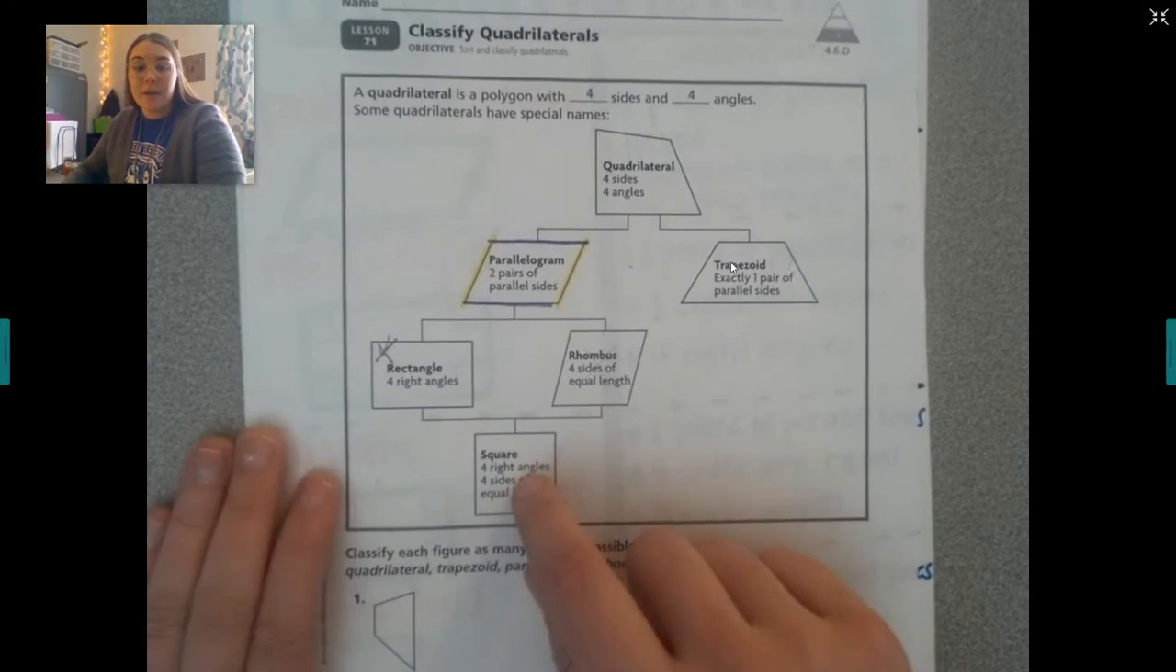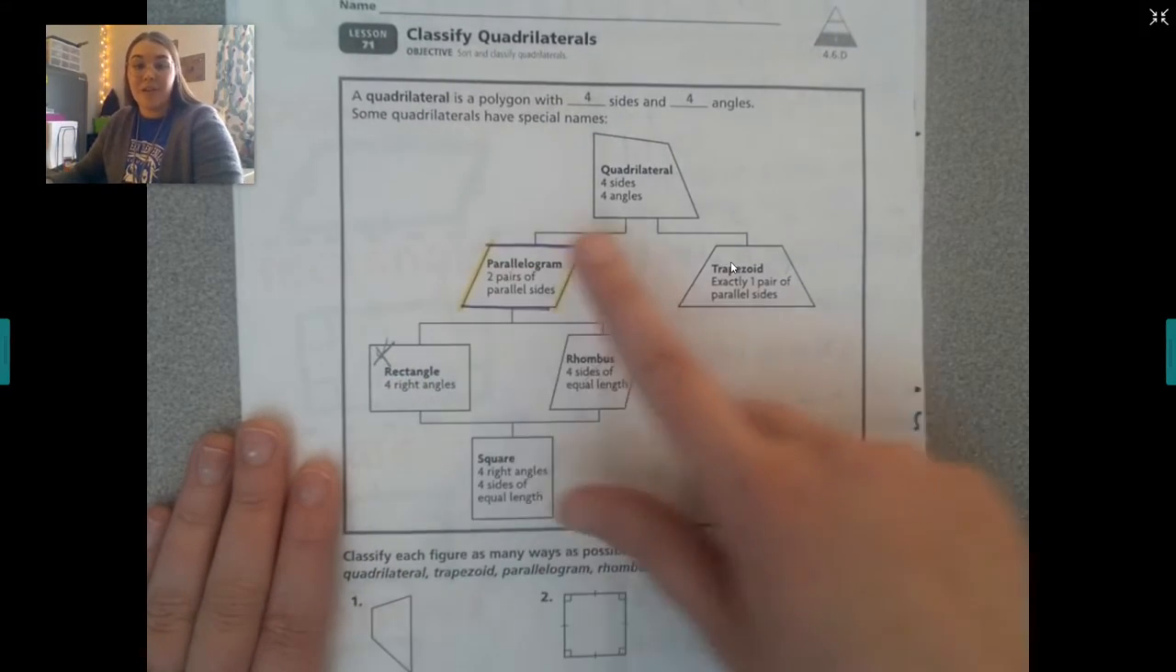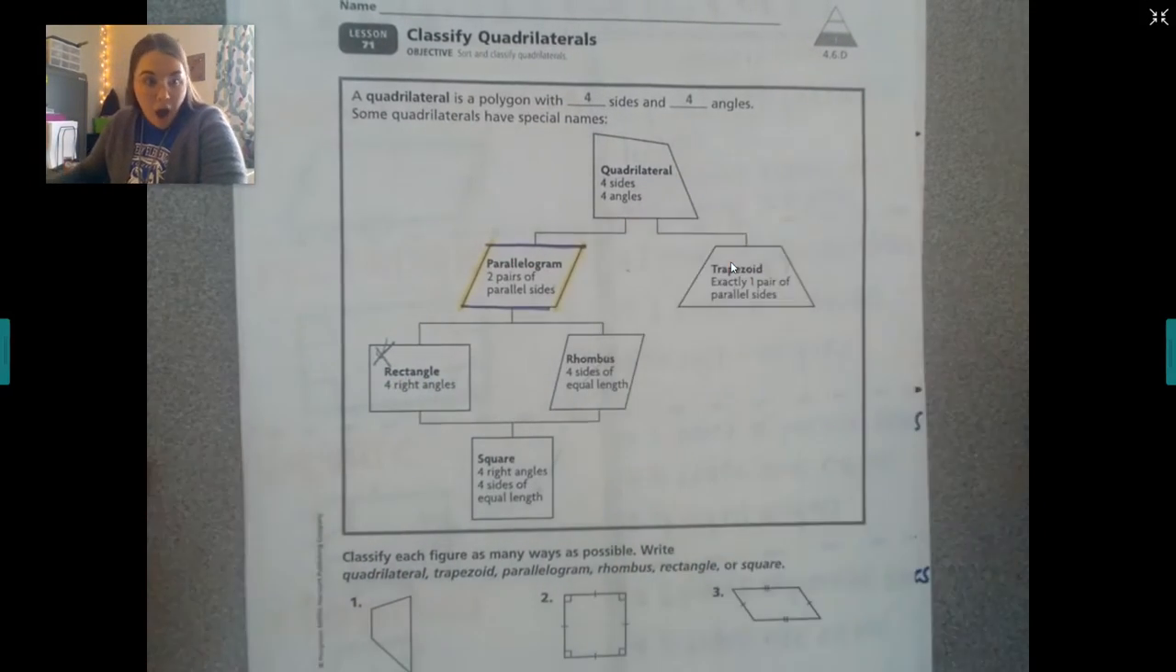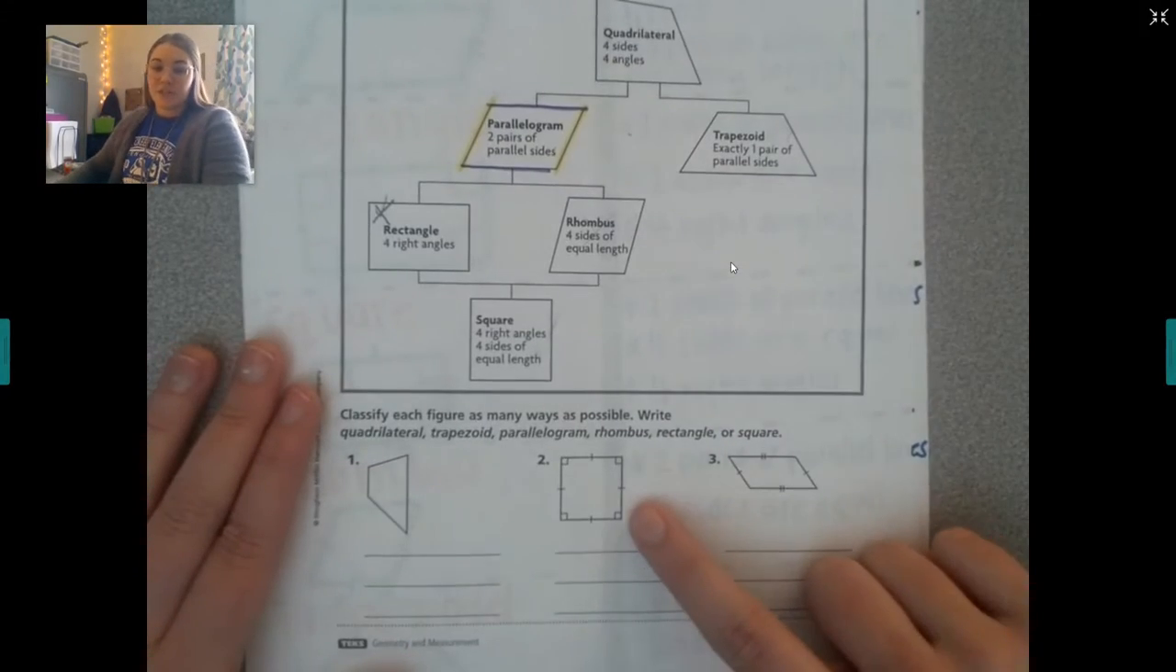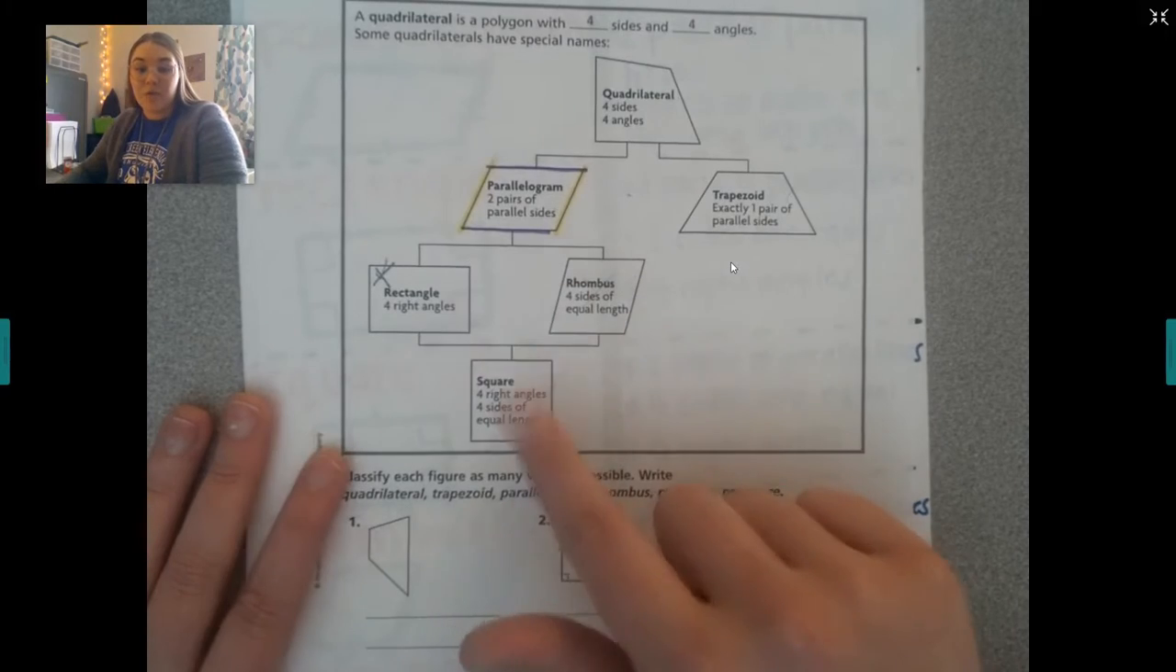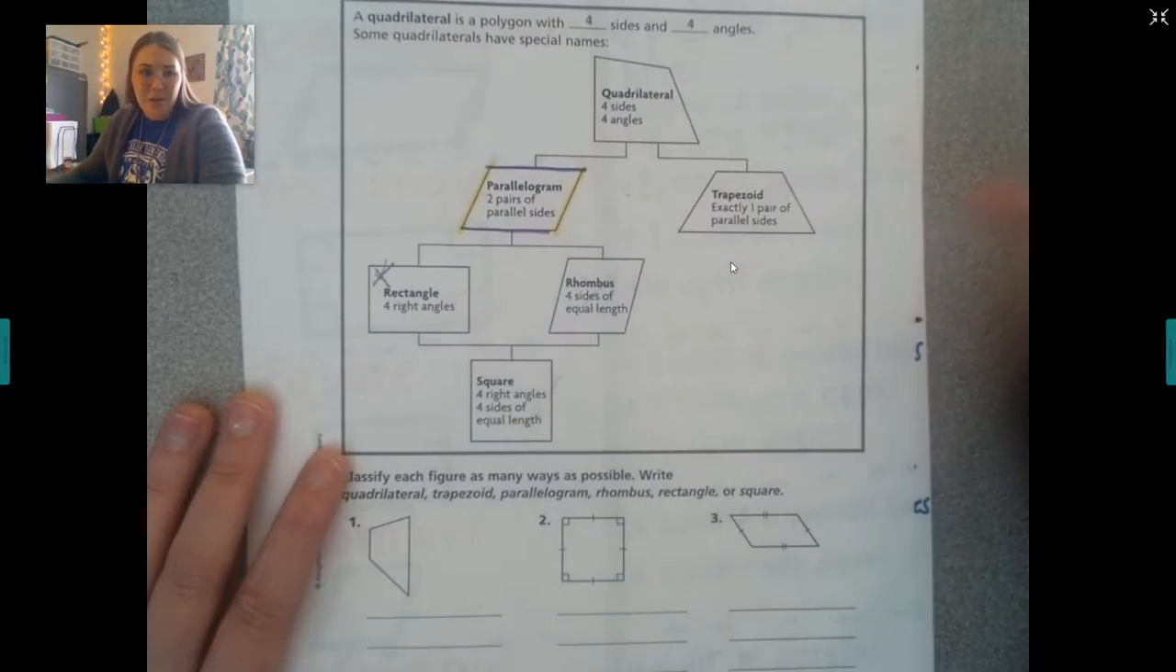So a square can be a rectangle, a rhombus, a parallelogram, and a quadrilateral. It has all of those different names. So like down here, this shows us a square. A square has 4 right angles, 4 sides of equal length. So that means it's a square, a rhombus, a rectangle, a parallelogram, and a quadrilateral.